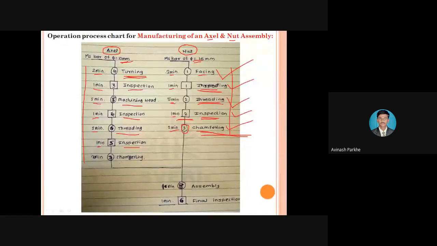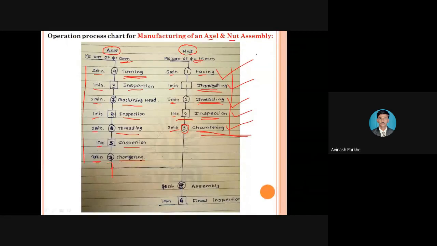Again, in the case of the axle also, if I have to remove some sharp edges, we have to go for the chamfering operation, and that chamfering operation is represented by the number 7 circle. Operation means circle, center point 7, and 2 minutes are required. But after the chamfering operation, inspection is not required, because we are only removing the sharp edges. So after the chamfering, the inspection is not required.